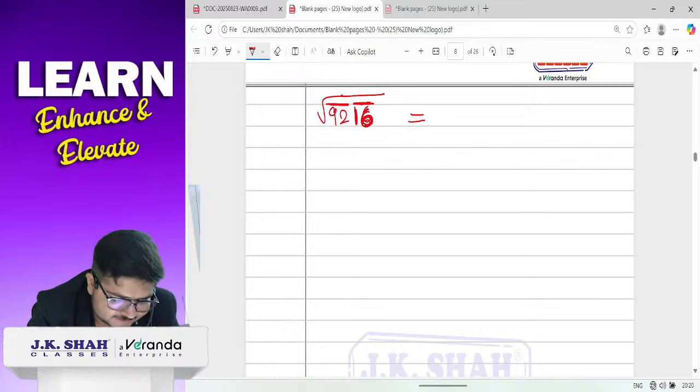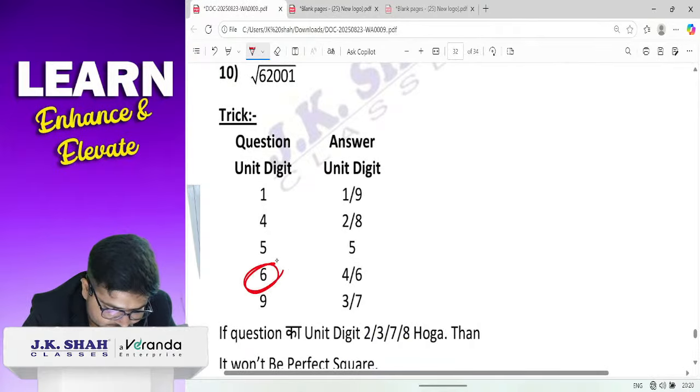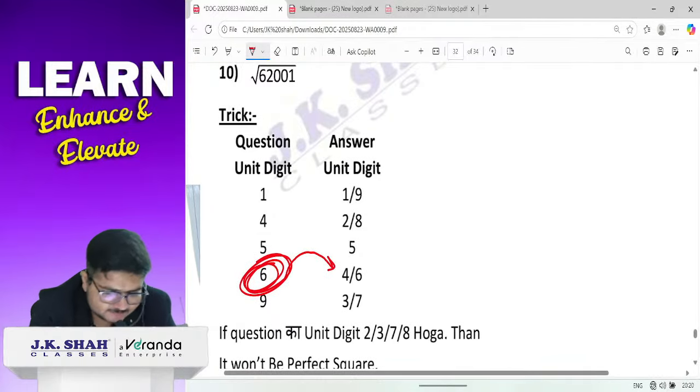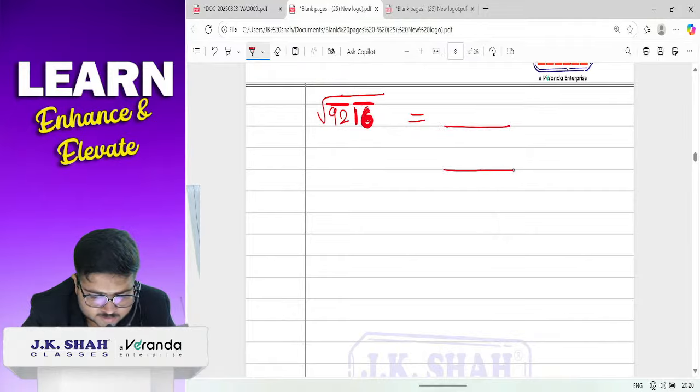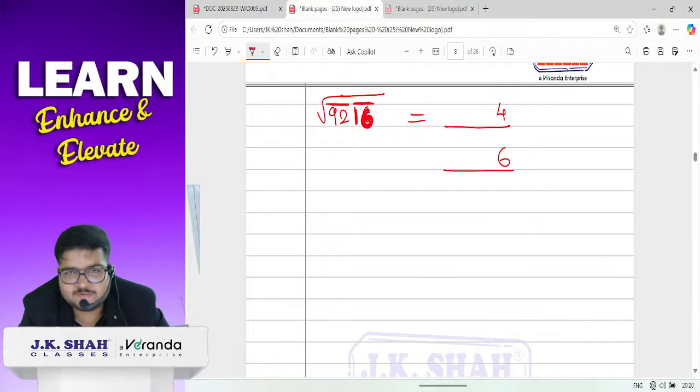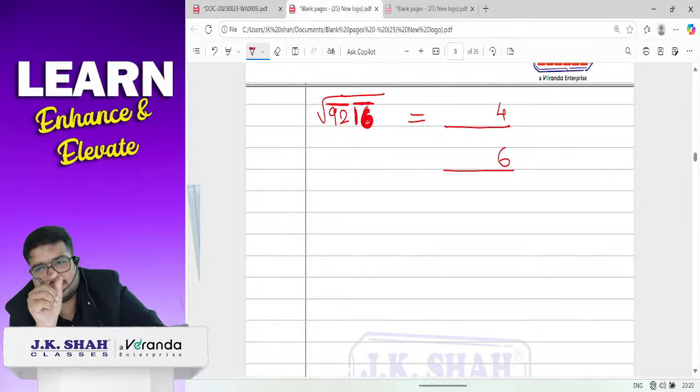Now tell me, 16 has last digit as 6, right? I told you, whichever perfect square ends with 6, the square root of that number will end by 4 or 6. So the last digit of our answer is possible either 4 or 6.